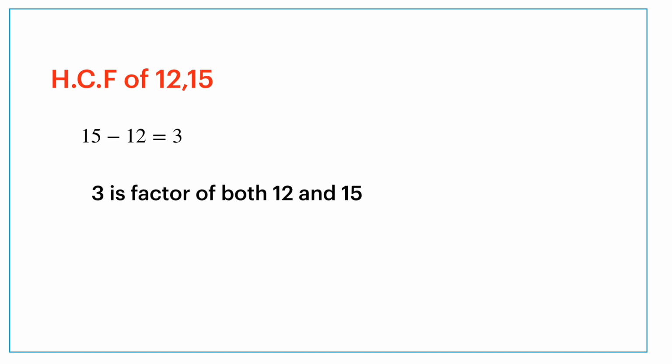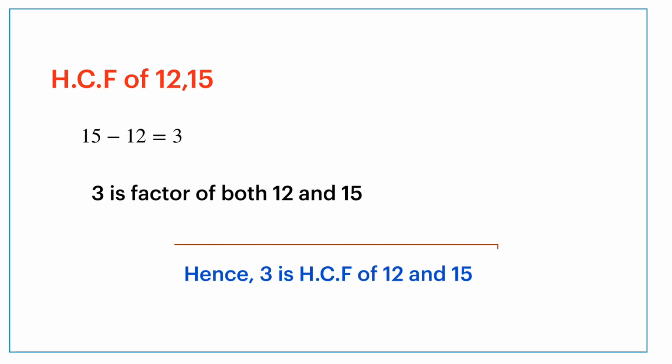Let's consider an example. What is the HCF of 12 and 15? First, find the difference between 15 and 12. That is, 15 minus 12 is 3. Since 3 is a factor of both 12 and 15, we can conclude that the HCF of 12 and 15 is 3.